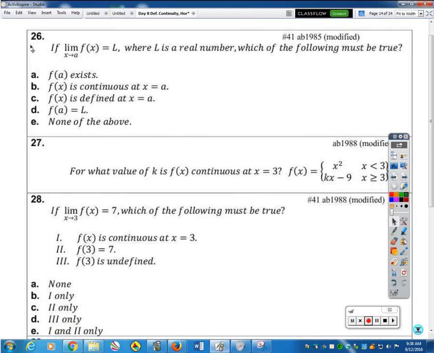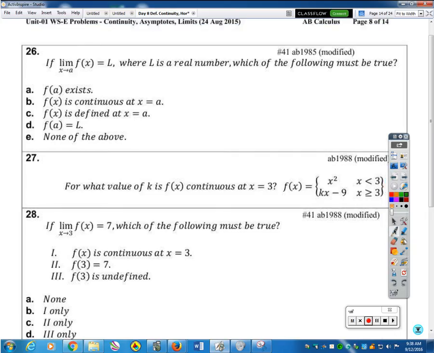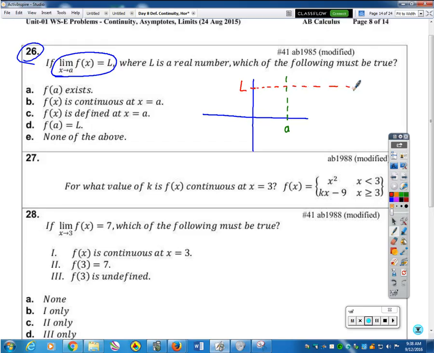26 says the limit as x approaches a of some function is equal to L. Pictures really help, so I picture a function. They're talking about an x coordinate of a. Draw a. And they tell me that the limit as x approaches a is L. So L is a y coordinate. And then let me go back to Sarah Parker's earlier comment. You're thinking of 3 dots.